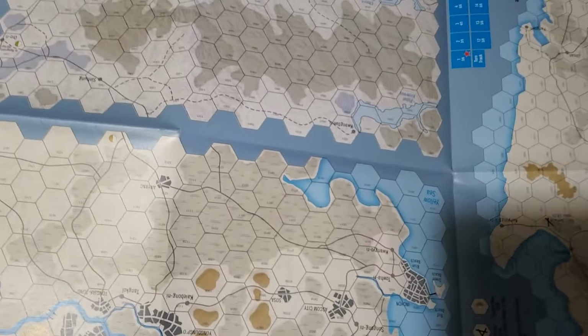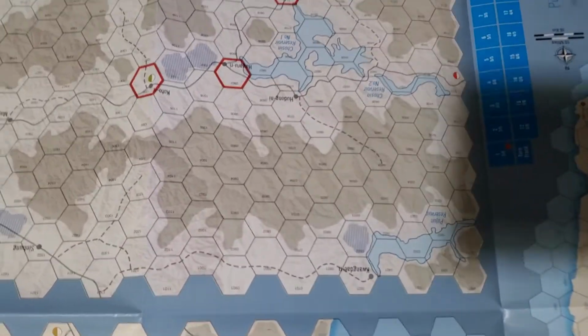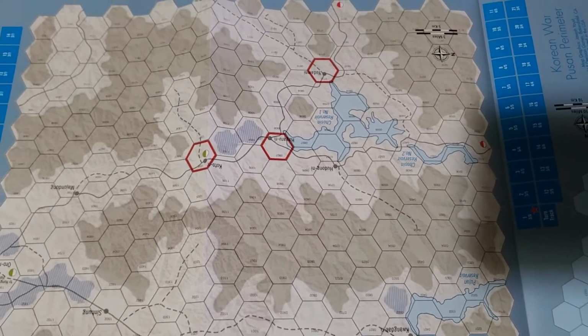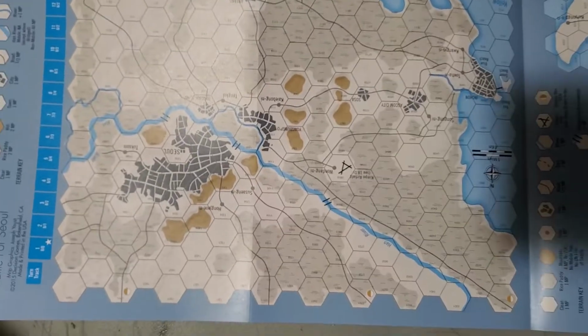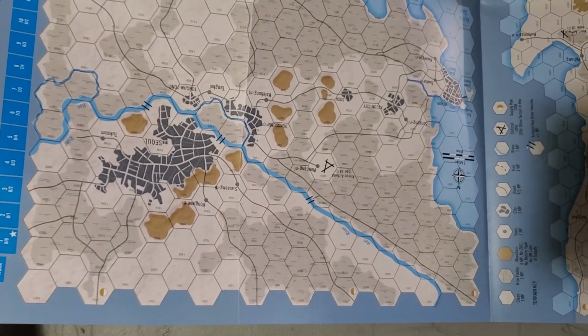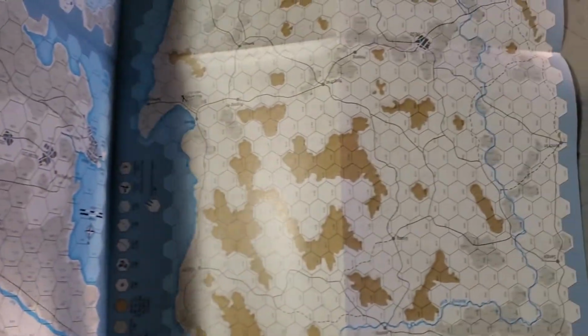The maps are functional. I mean, it's North Korea. What more do you have to say than high mountains and low mountains, and the rivers and such. Some trails and roads. There's not much to say about the map, but what can you say about North Korea terrain? I mean, that's what it looks like.